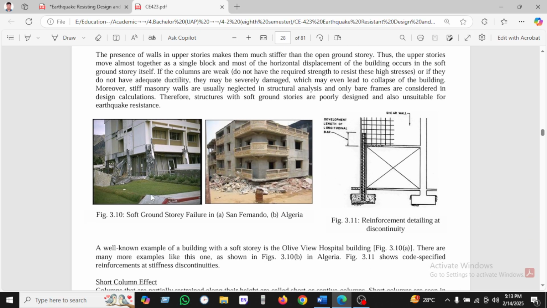Okay, we have seen here soft story ground story failures in San Francisco, USA, and Algeria. We have also seen here the reinforcement detailing and discontinuity.